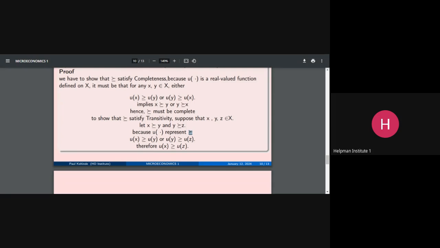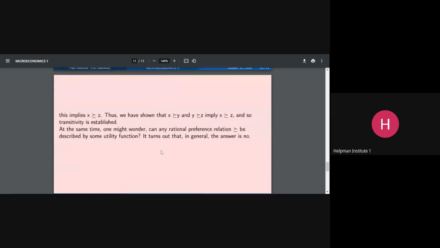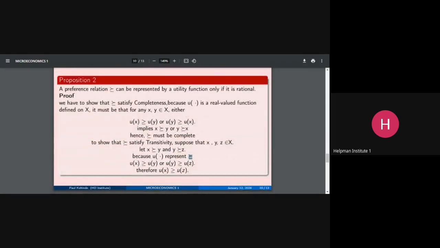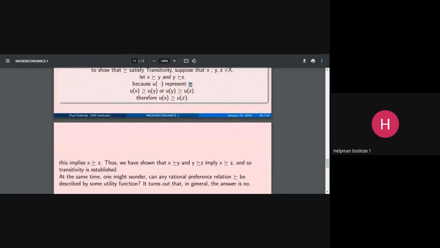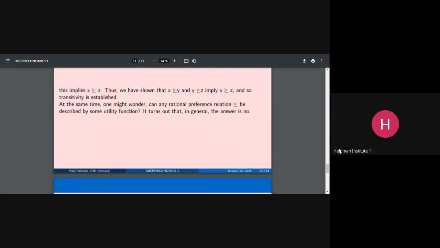So when this occurs, we can say x exceeds what? X is at least as good as z. So this implies that x is at least as good as z. Thus we have shown that if x exceeds y and y exceeds z, then x is at least as good as z. So transitivity has been established. Okay, so that is the proof. Please master the proof. It's very important. All right, so these are the bases we are going to use to solve some other problems.